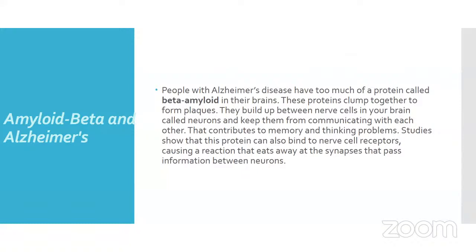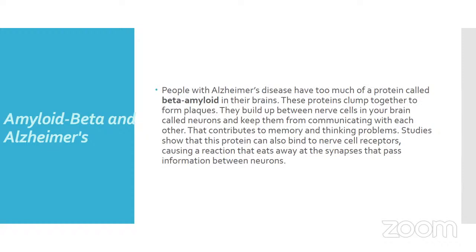So the main question now: why anti-amyloid, or why amyloid beta? What is the connection and the relation between amyloid beta and Alzheimer's? And why, if we target this amyloid beta, will we end up with beneficial results and treatment for Alzheimer's disease?